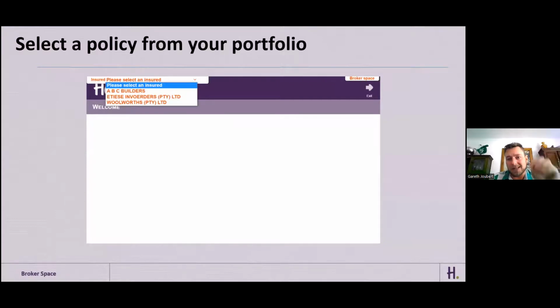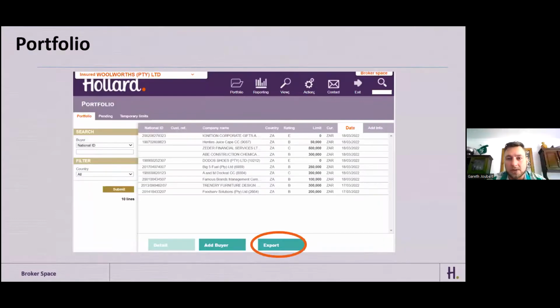If your policy holder logs in, they would go straight to this portfolio, to this screen here. So this tells your client all of the insured debtors, what rating we gave them from an underwriting perspective, what credit limit we provided them with, what currency the credit limit is in, and what date we issued the cover on each of those buyers. So Trenery Furniture has got 300,000 rands of the cover, and cover was issued from the 17th of March. So that means that from the 17th of March, all deliveries to Trenery will be covered, okay?